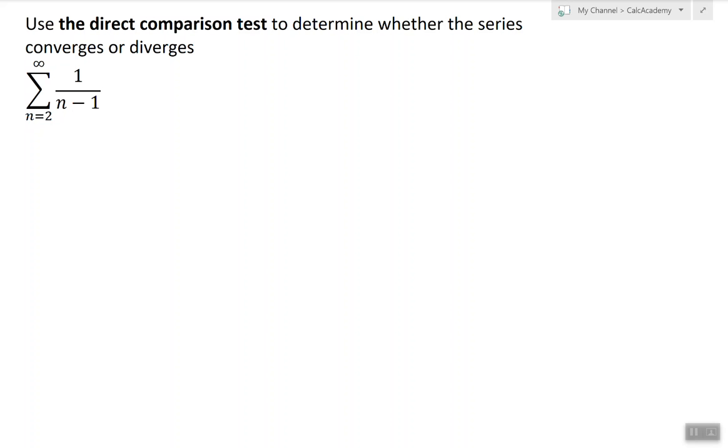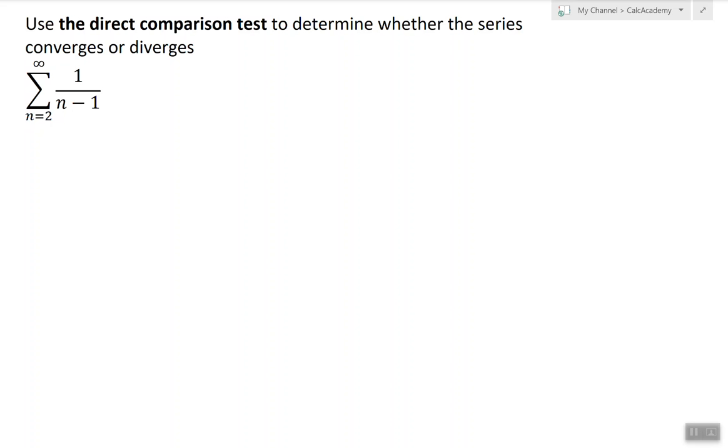In this video, I will show how to use the direct comparison test to determine whether the given series is convergent or divergent. And to use the direct comparison test means to find either the series that is larger than the given one and convergent, or to find the series that is smaller than the given one and divergent.